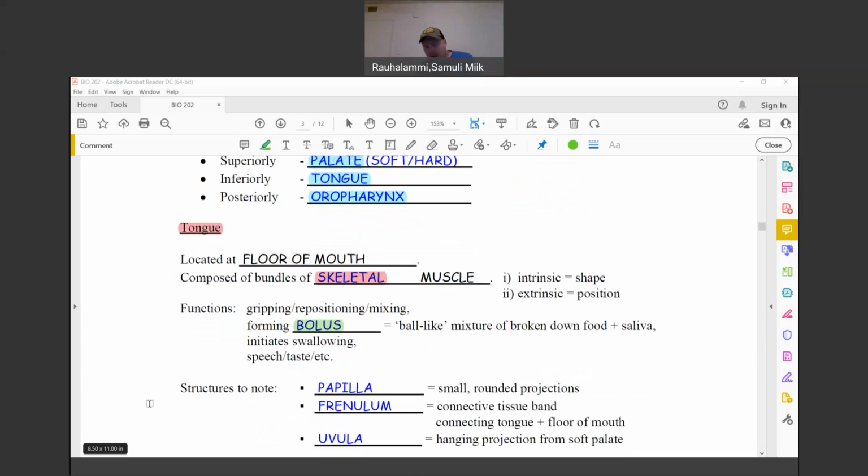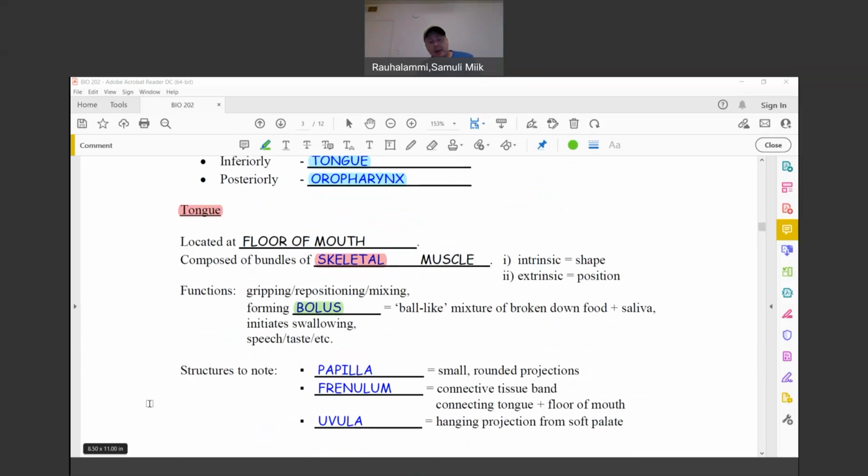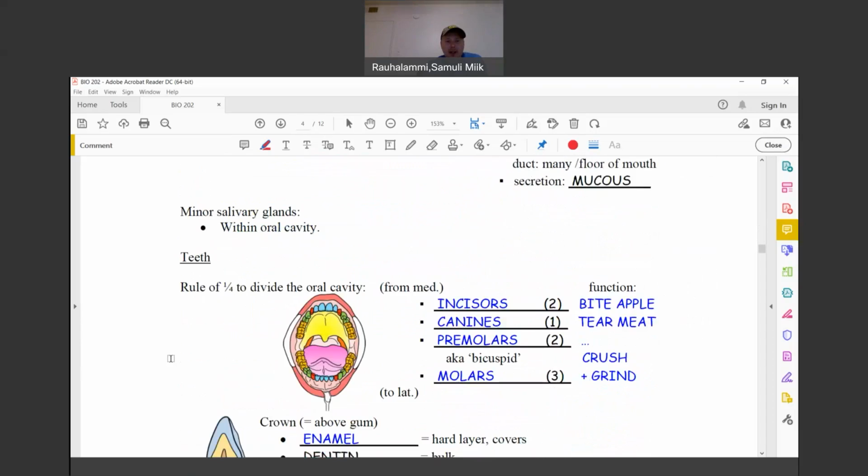There's a couple of structures within the tongue and within the oral cavity that I wanted to touch upon and mention. So you remember papillae were these small rounded projections from the tongue, taste buds often referred to, and then we had this connective tissue band known as frenulum. This is a connective tissue band, and we can find it in a few different places.